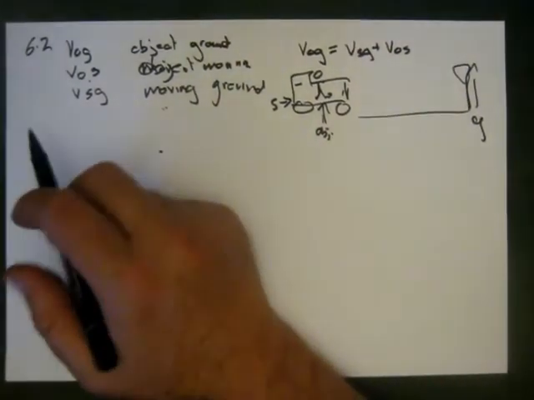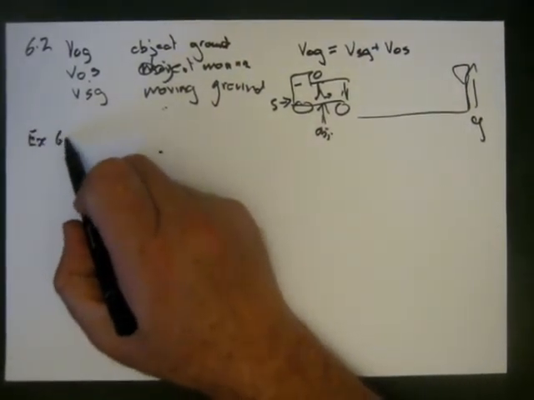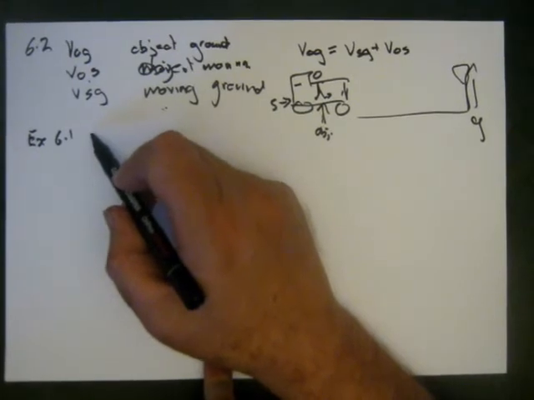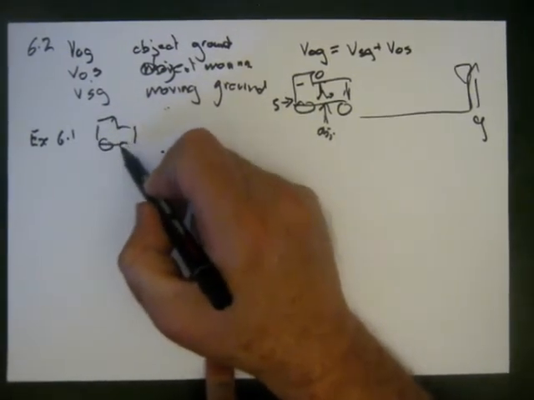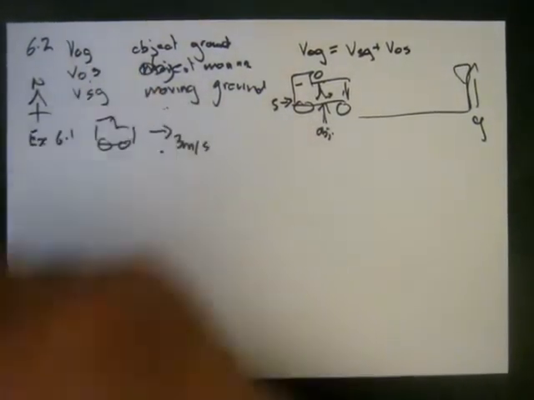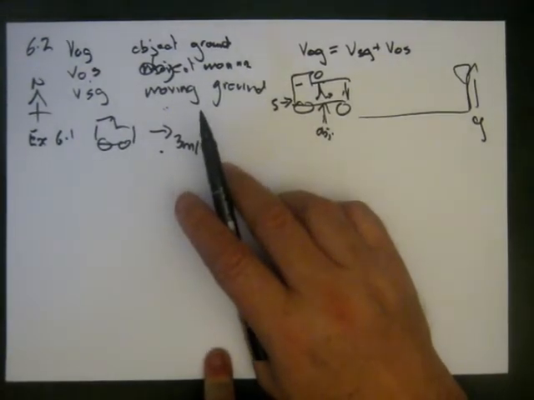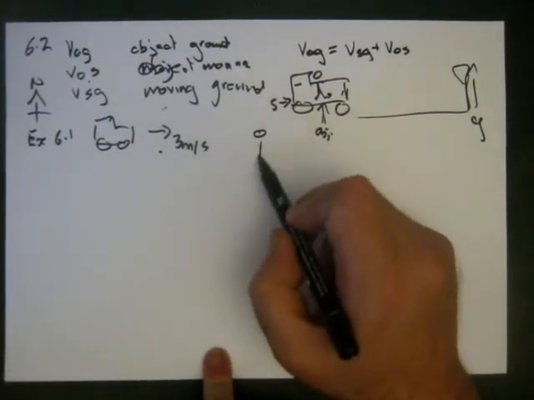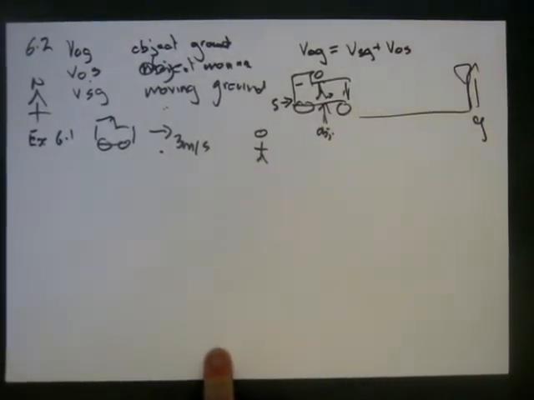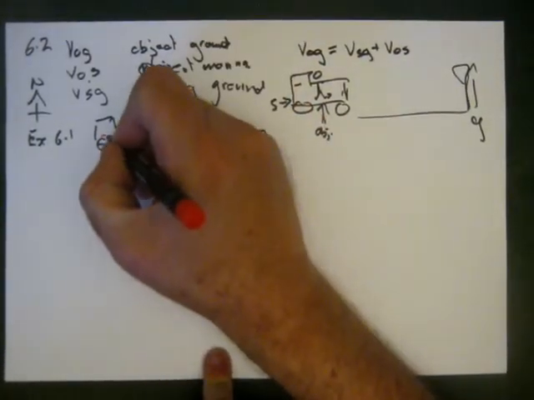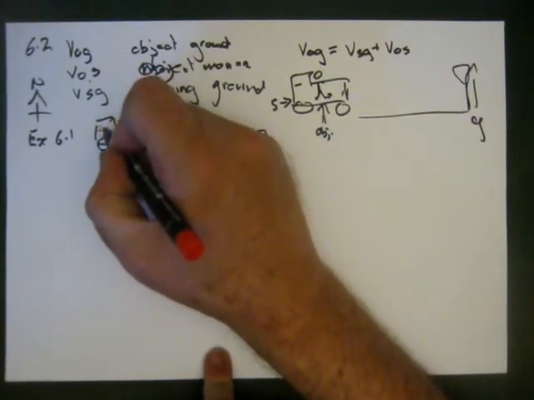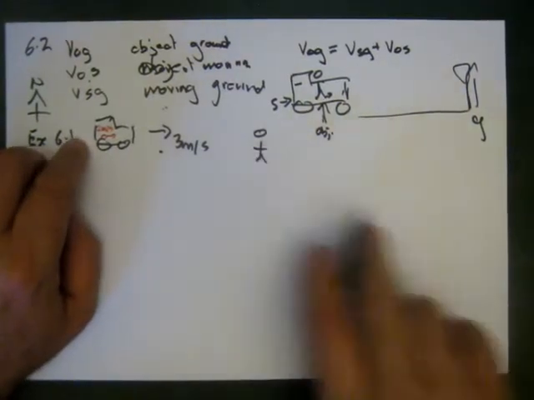Okay, so let's try exercise 6.1. A van moves at 3 meters per second due east. So we've got a van doing 3 meters per second east. Remember, north, south, east, west. And there's a stationary observer over here, relative to that. Somebody rolls a ball along the floor of the van at 2 meters per second. How fast is the ball going relative to me?